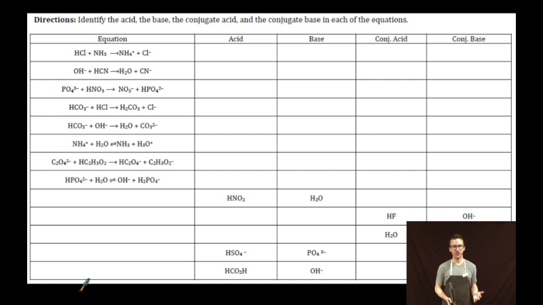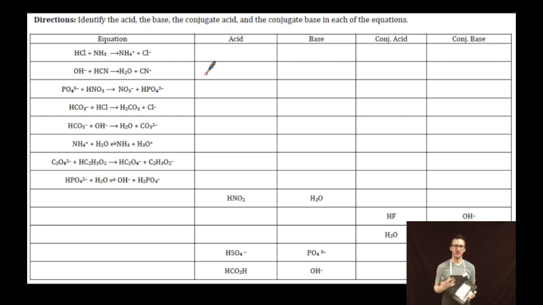Now, as you take a look at your notes, you've got a fairly extensive data table. I'm gonna work through a couple of the examples together, but then I want you to try some of them on your own. Okay, as I take a look at the first equation, I need to identify the acid, identify the base, and then identify the conjugate acid and conjugate base.